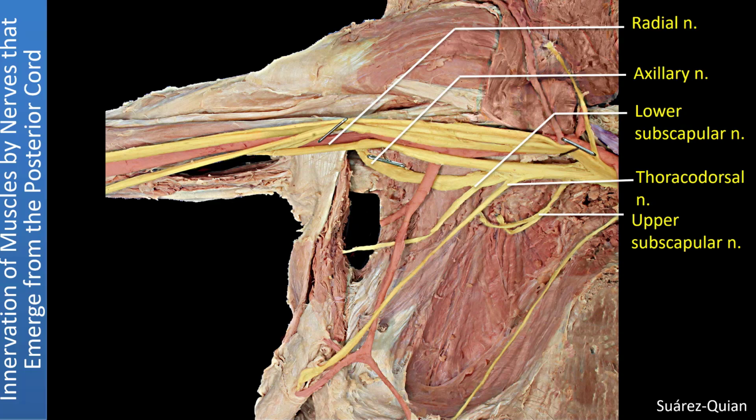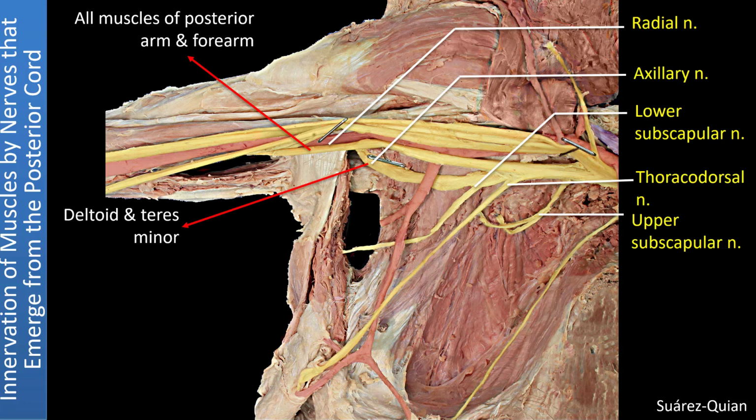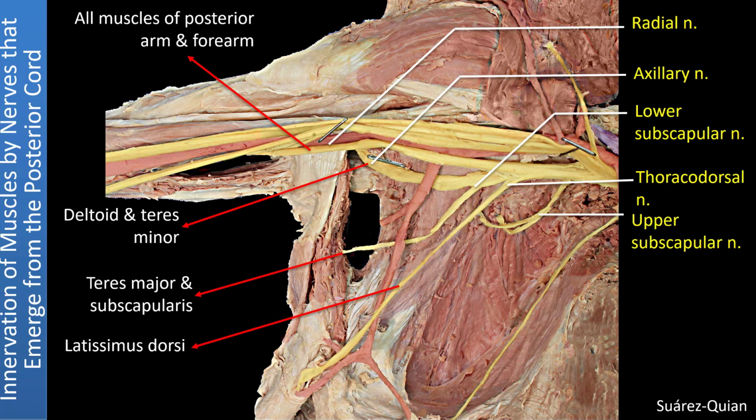The last set of nerves we need to consider are the nerves from the posterior cord. The radial nerve does all the muscles located in the posterior aspects of the arm and forearm. The axillary nerve innervates the deltoid and the teres minor. The lower subscapular does the teres major. The thoracodorsal does the latissimus dorsi, and the upper subscapular innervates the subscapularis.